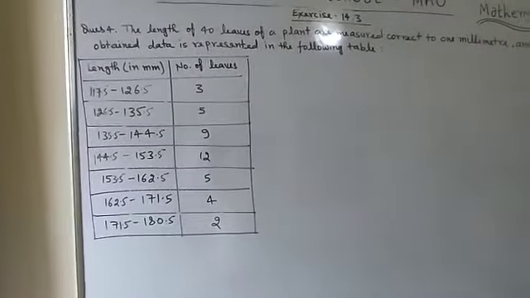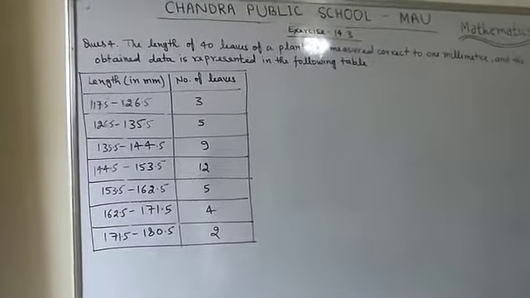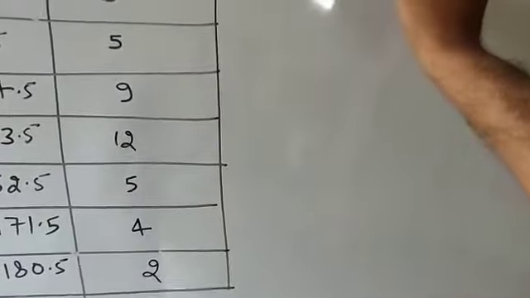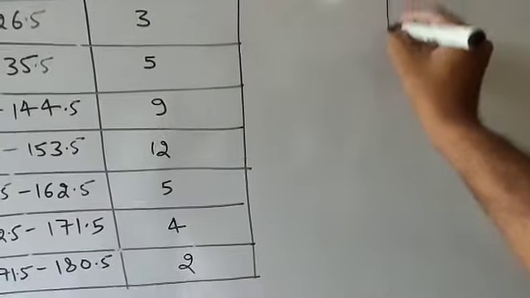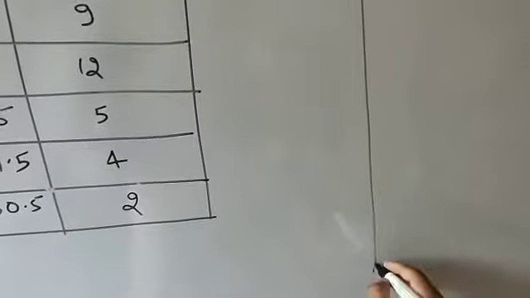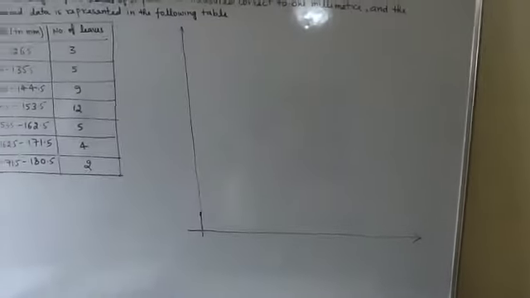Now the given table is continuous. So if it is continuous, then after that you need to draw the histogram. So for the histogram, you need to draw the x and y axis. So here I am going to draw the x and y axis here. So I have drawn the x and y axis.